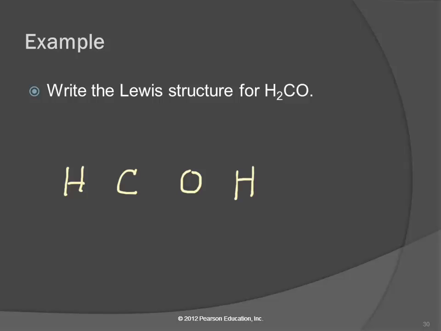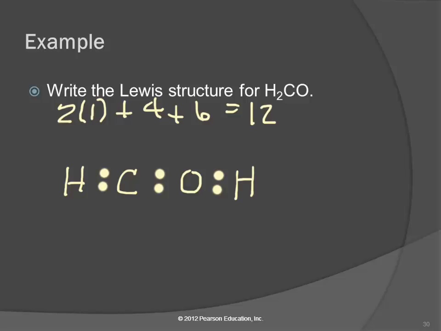How many valence electrons do we have to deal with? Well, we have 2 hydrogens. They each have 1 electron. We have a carbon with 4 and an oxygen with 6. And so that gives us 12, right? So then we start putting electrons in between because you have to have a bond. So there we've got 2, 4, 6. We've got 6 more that we can put out. Hydrogens don't need any more. So there's 6, 8, 10, 12.